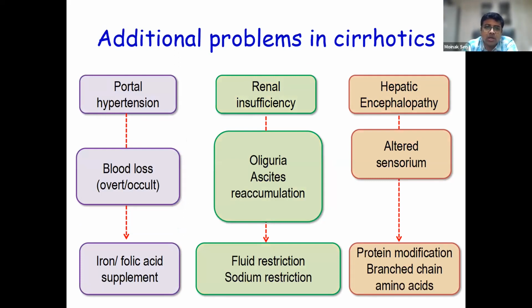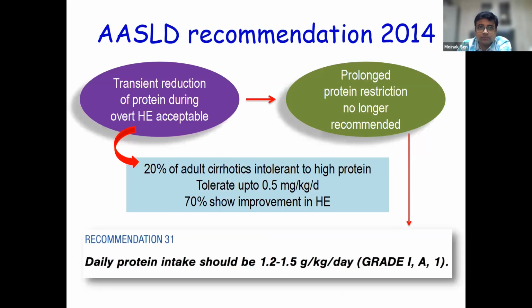What are the additional problems in cirrhotics? Portal hypertension causes blood loss, which is overt and occult, so you need to give them iron and folic acid. With renal insufficiency, cirrhotics have oliguria and ascites reaccumulation, and in those patients you have to give fluid restriction and sodium restriction. You can have hepatic encephalopathy, where the patient is in altered sensorium, and in such patients you have to give protein modification or branched chain amino acids.